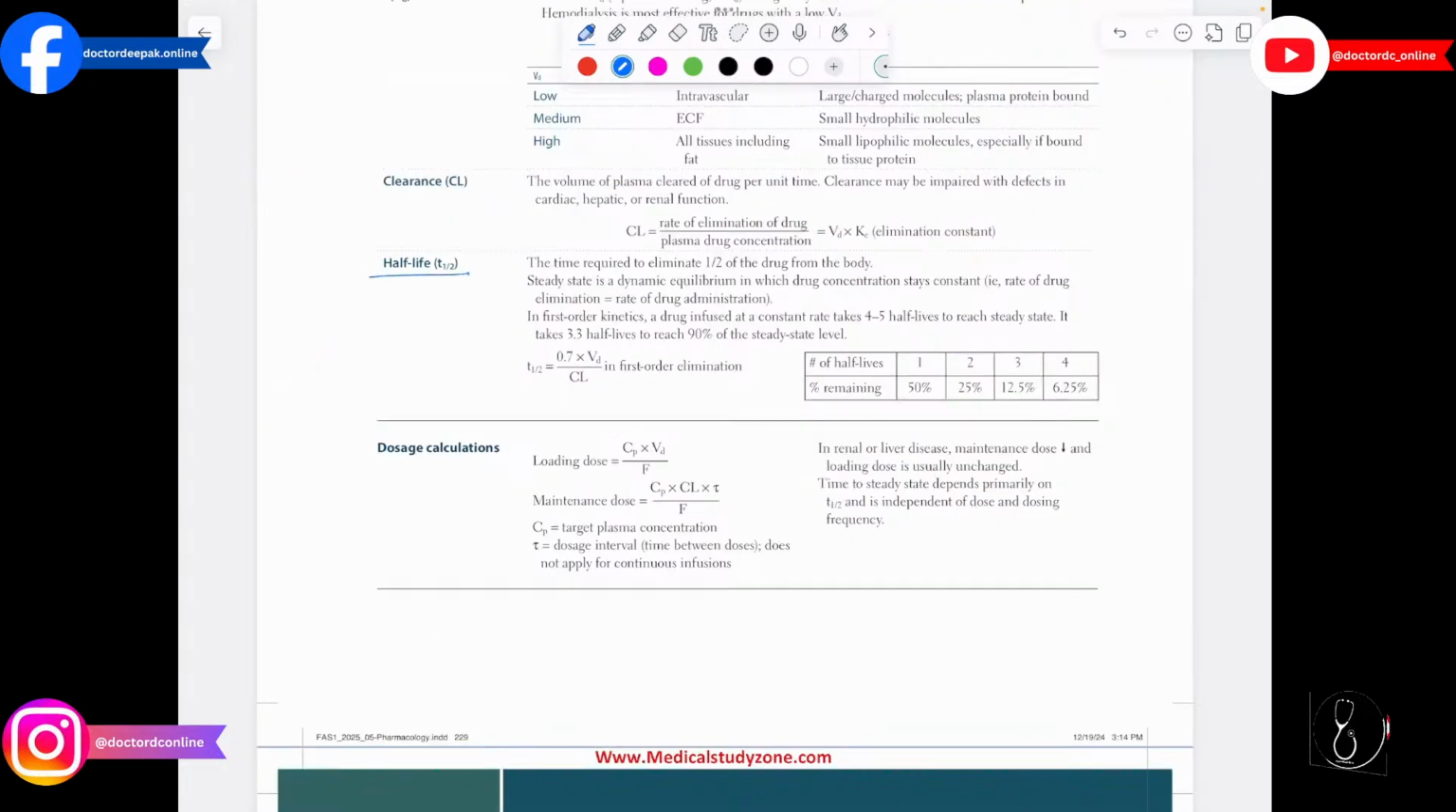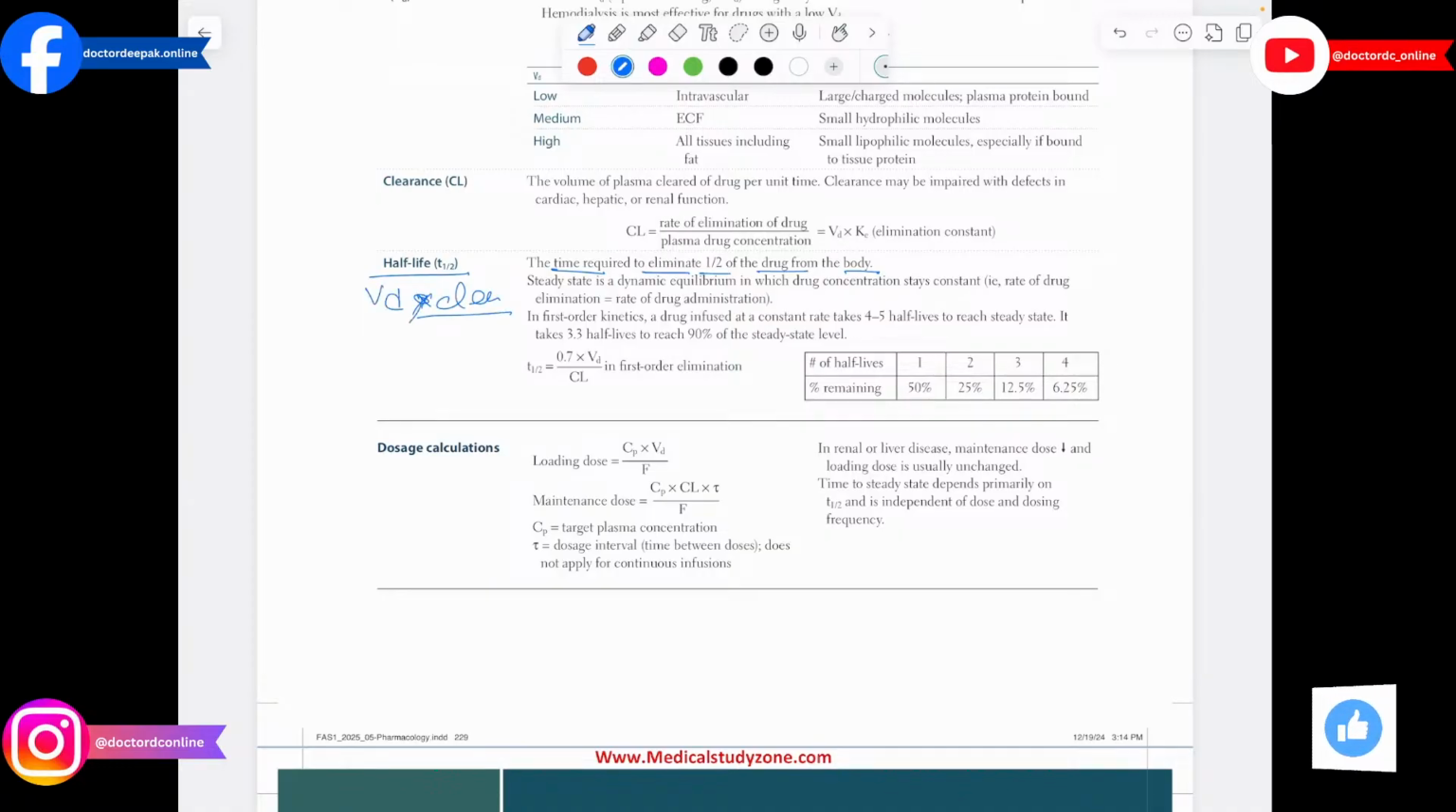Half-life. The half-life is the time required to change the amount of drug in the body by 1/2. It is the time required to eliminate half of the drug from the body. Usually the time for the drug to fall by 50% depends on the volume of distribution and the clearance.